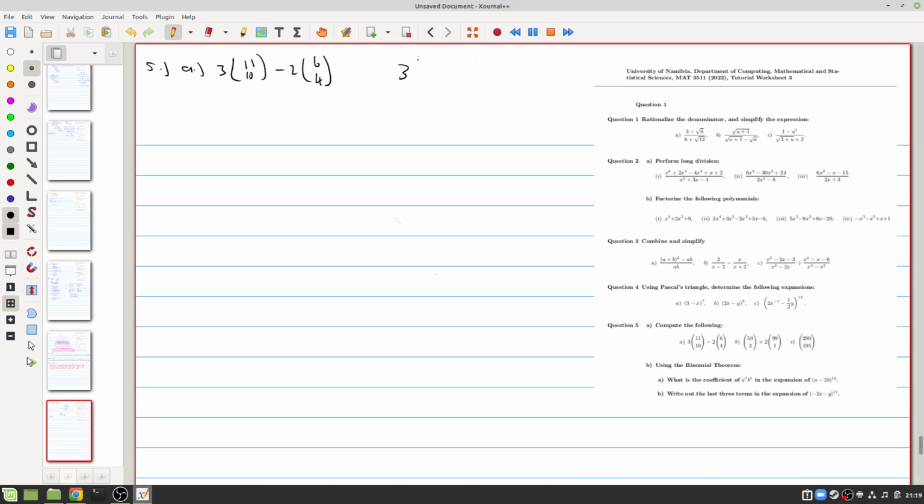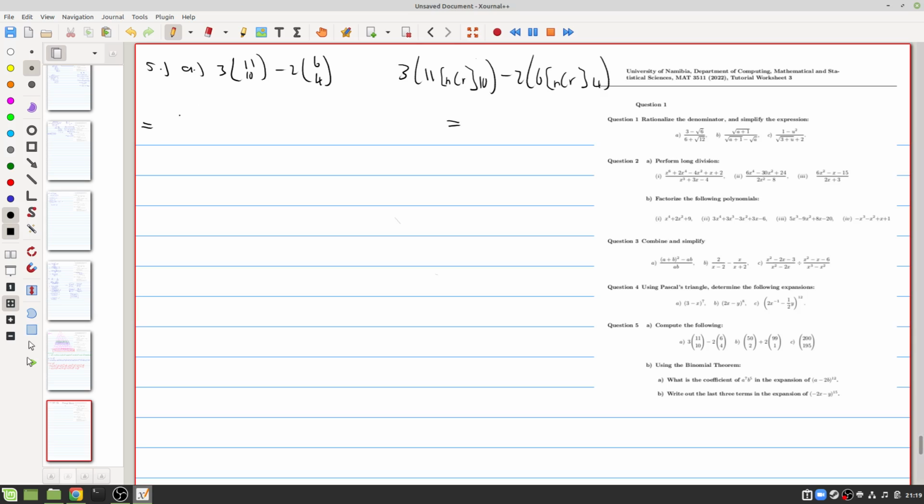Just type 3, bracket, then you type 11, then you type the nCr button, and then 10, close bracket, minus 2, open bracket, 6, nCr button, 4, close bracket. So just type that in your calculator and see what answer you get. That should be the correct answer.